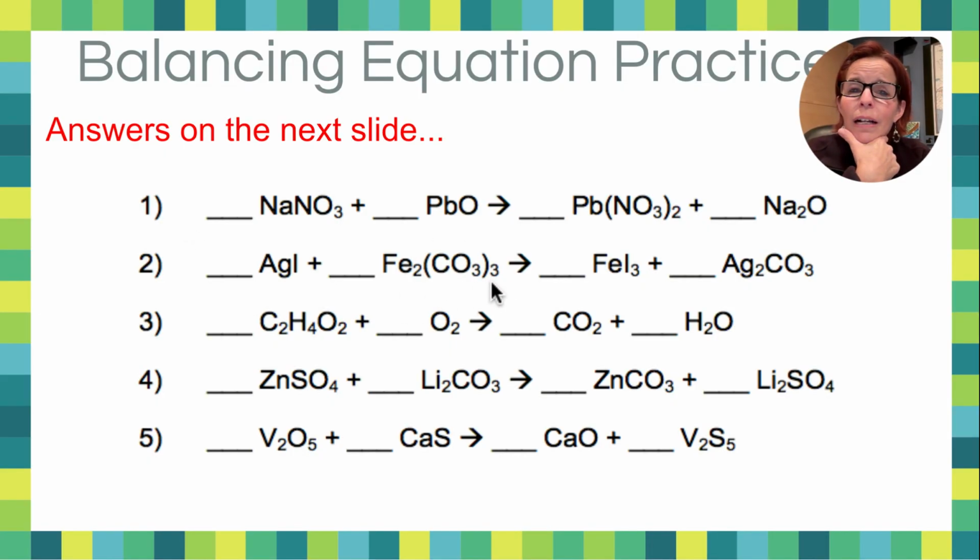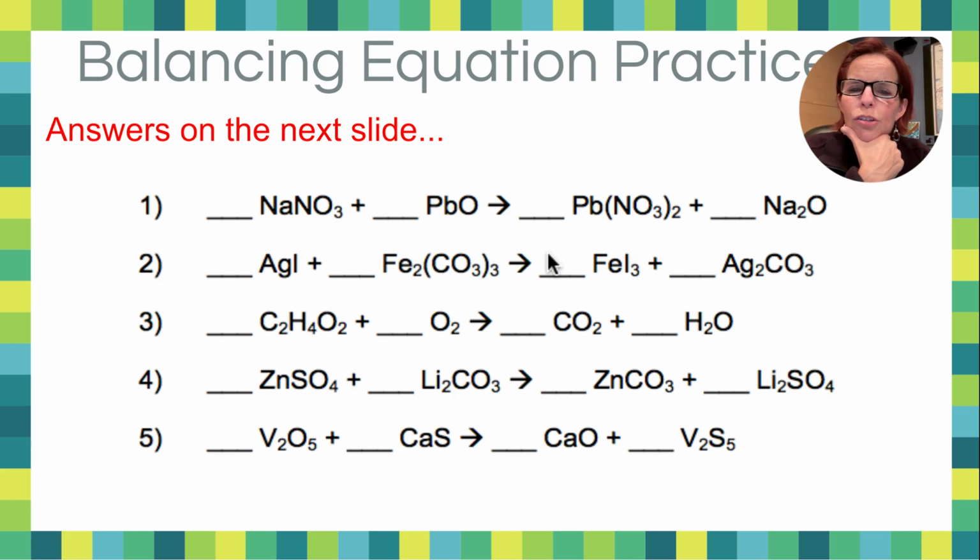Here's another polyatomic ion, carbonate. I have 3 of them on the right, and I only have one of them on the left. So what if we put a 3 here? Whoops, now what did I do to the silvers? I just made 6 silvers, so I better put a 6 over here. That makes 6 iodines. Uh-oh, how do I get 6 iodines? I only have 3 right there.